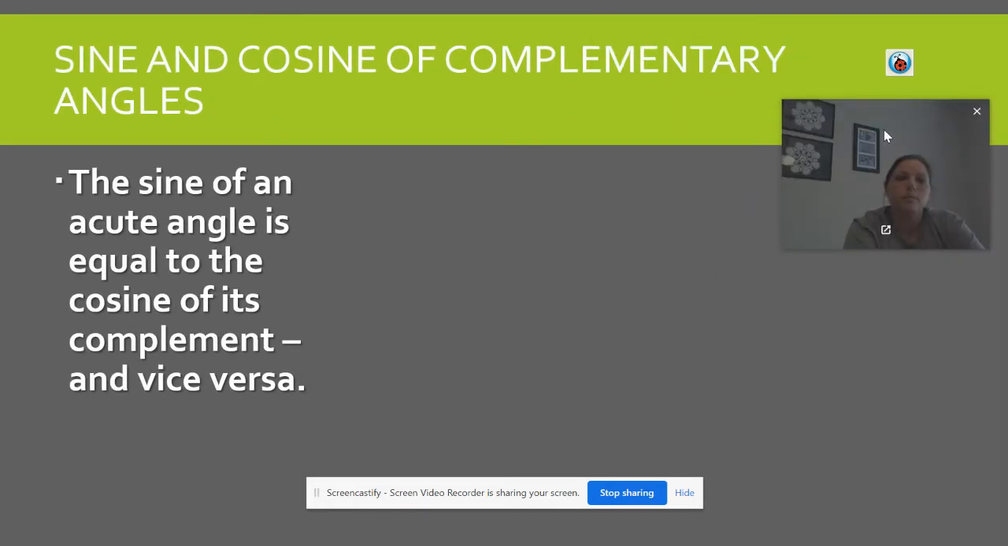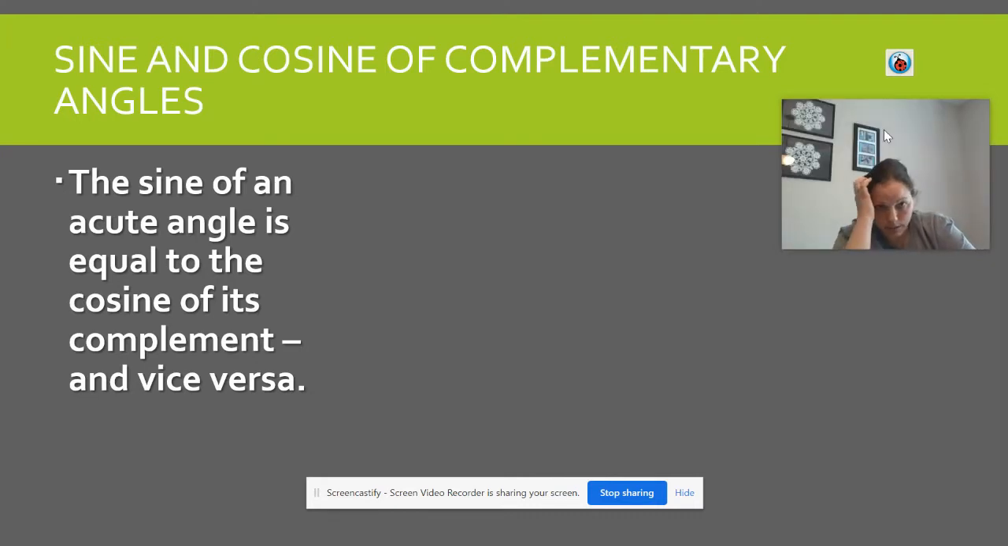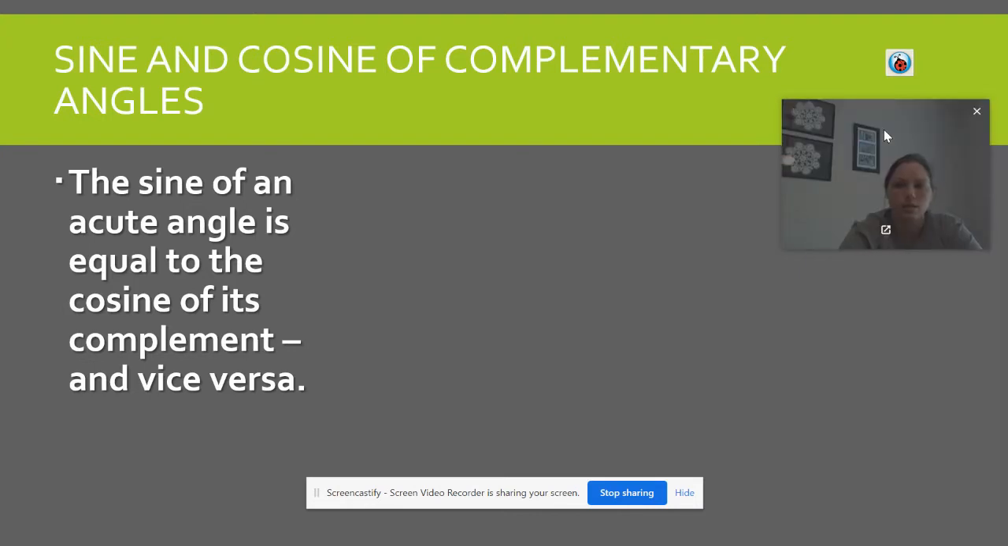The sine of the acute angle is equal to the cosine of its complement. The other two angles in a right triangle are always complements, because we have a right angle, which is 90 degrees, so the other two angles have to add up to 90. So the sine of one angle is equal to the cosine of its complement.